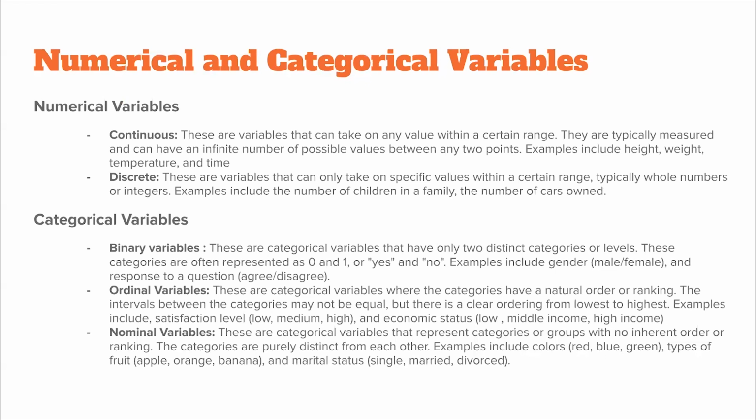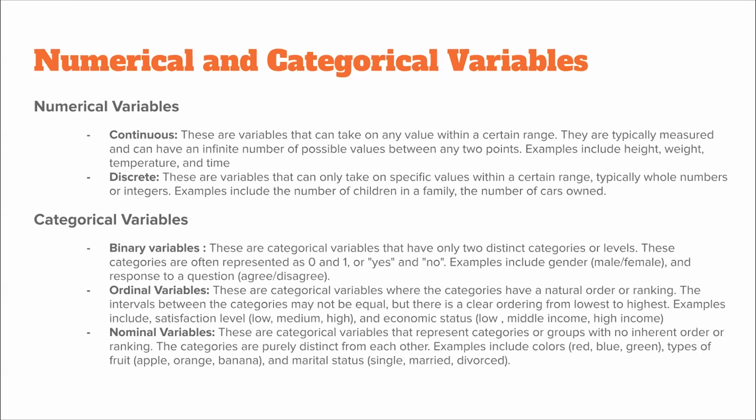The first type of numerical variable that we have is the continuous numerical variable. These are variables that take on any value within a range. They are typically measured and can have an infinite number of possible values between any two points. Examples include height, weight, temperature, and time. So think of it as numbers that could have decimals. Your height could be 5 point something, your weight could be in decimals, temperature could be in decimals, and time. So numbers that are continuous.